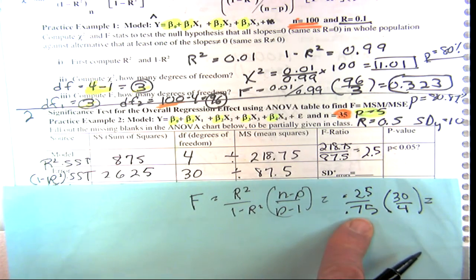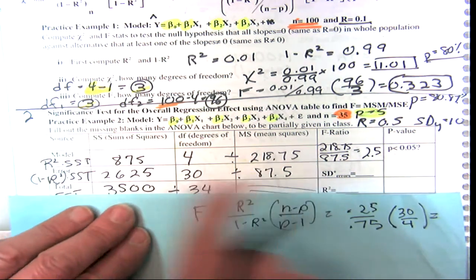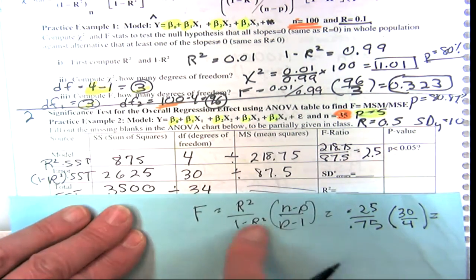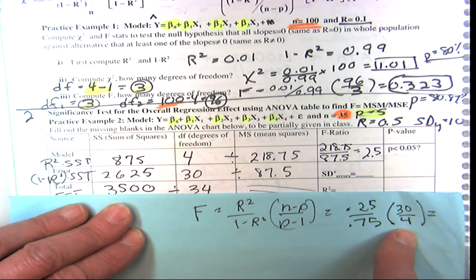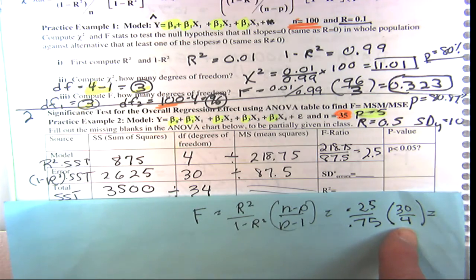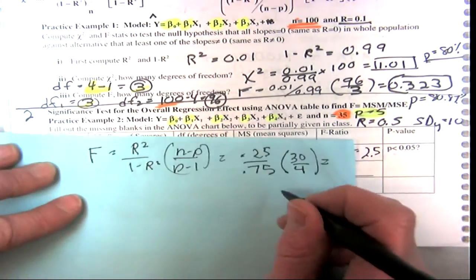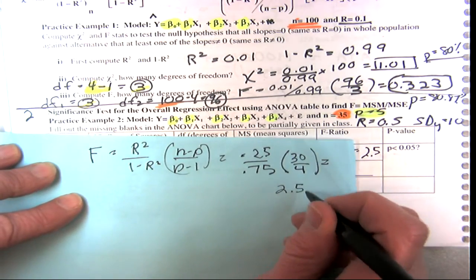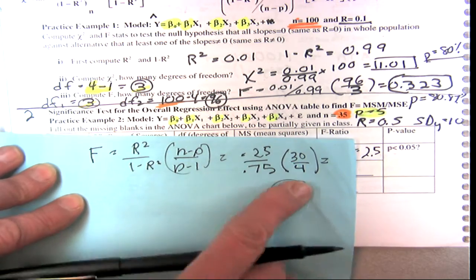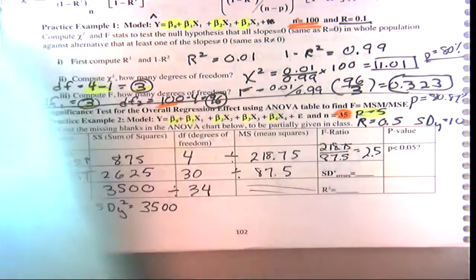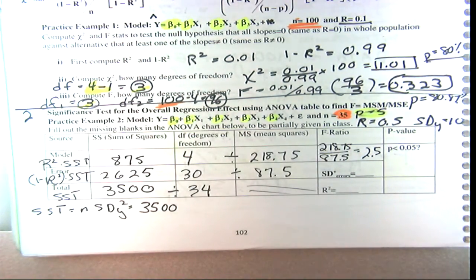So that's all we're doing. It's exactly the same thing, because when we did this, the sums of squares cancel out. So you can see that what we have is 2.5. One third of 30 over 4 is 2.5. It's the same thing. Okay, so any questions on that?